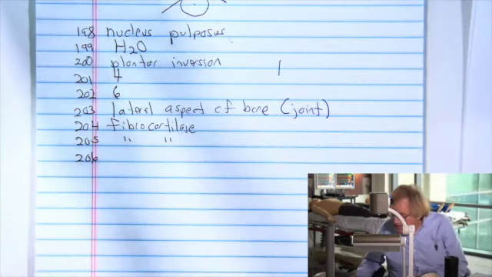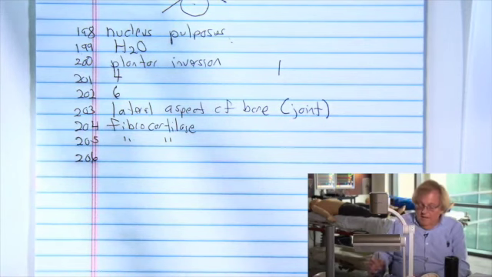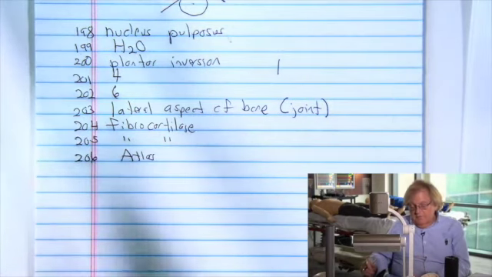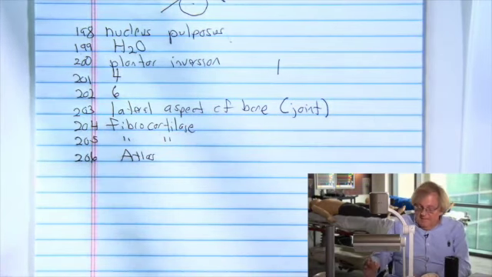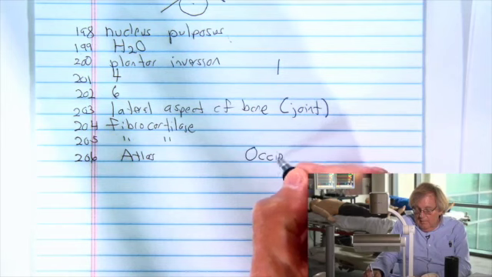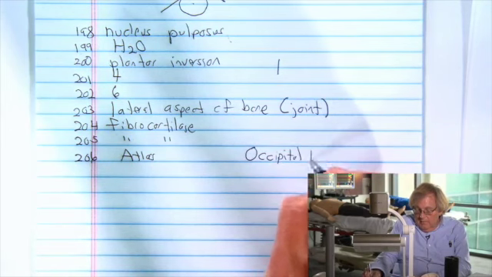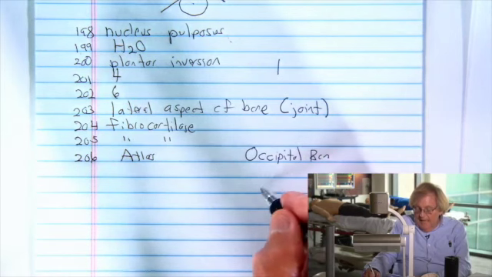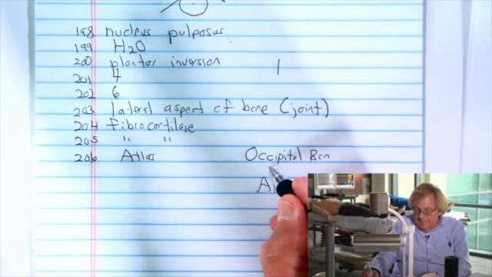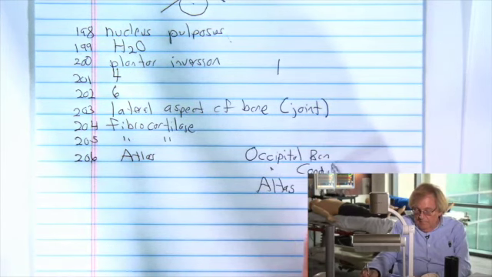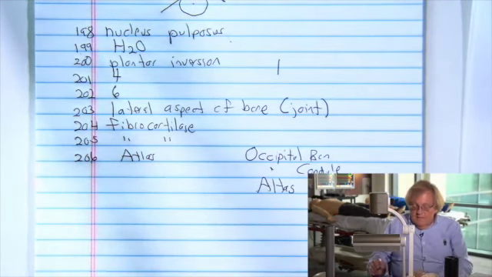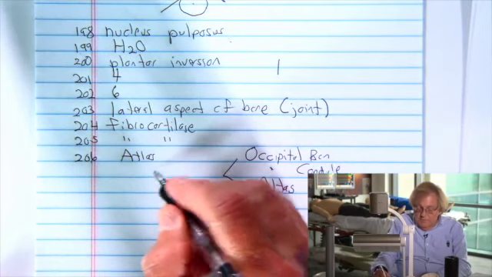206, articulation superior to C1. Remember, C1 is the atlas, the first cervical vertebra. Remember, sitting above that is the occipital bone. So the occipital bone is going to articulate with the atlas by the occipital condyles. And so forth. When the question asks the articulation superior to C1, that's going to be the atlanto-occipital joint.